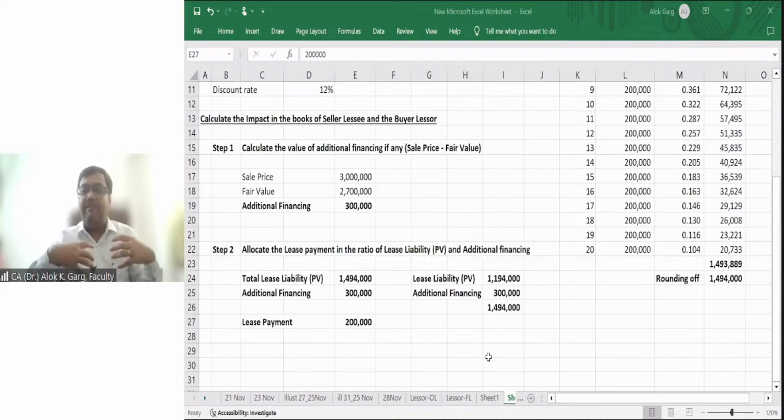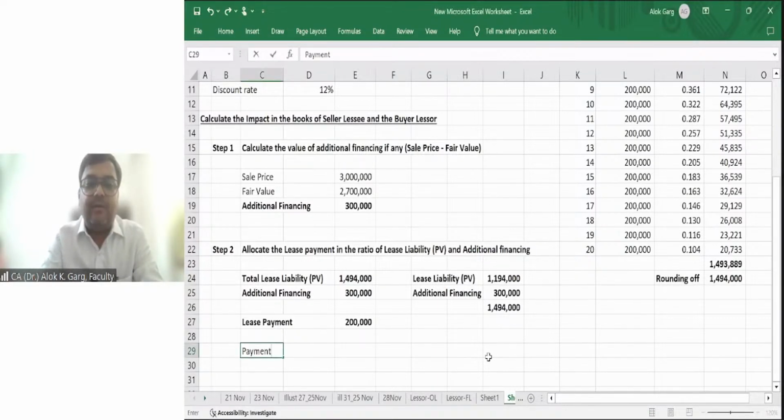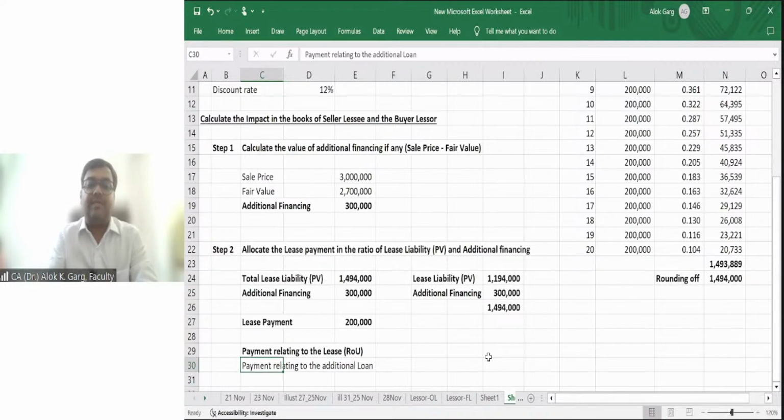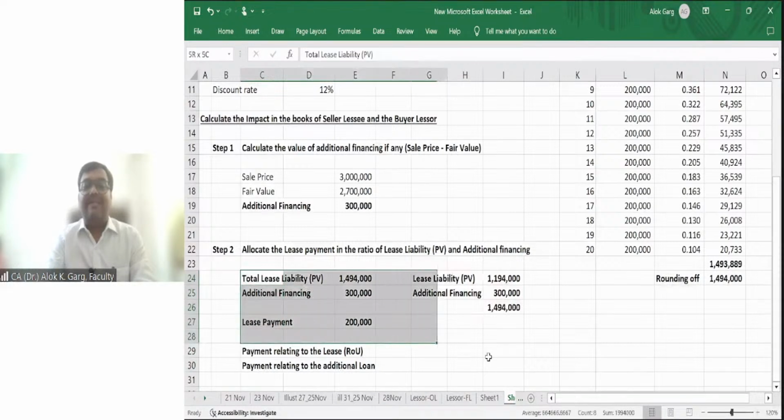Why am I saying मेरी? Because I have paid a consideration to him. I have become a buyer and I have become a lessor, right? So I need to compute my payment relating to the lease, I mean to say right of use, and the payment relating to the additional loan, which is nothing but additional financing. I need to compute all these aspects.